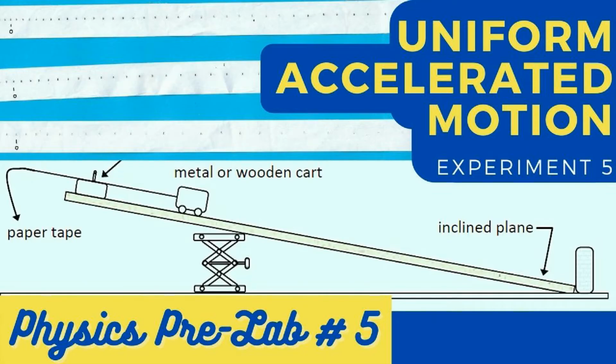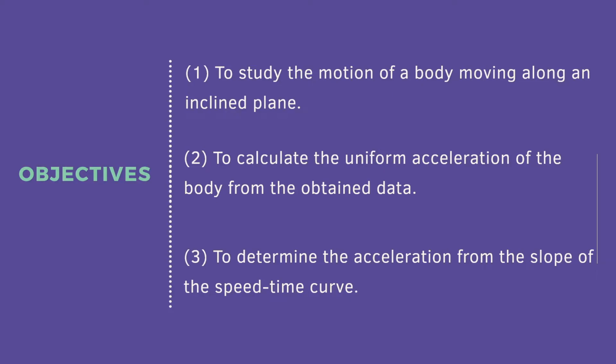Good day everyone. So for today's pre-lab, we will discuss experiment 5, the uniform accelerated motion. The objective of this experiment is to study the motion of a body along an inclined plane, to calculate the uniform acceleration of the body from the obtained data, and to determine the acceleration from the slope of the speed-time curve. So our goal is to get the acceleration on an inclined plane.